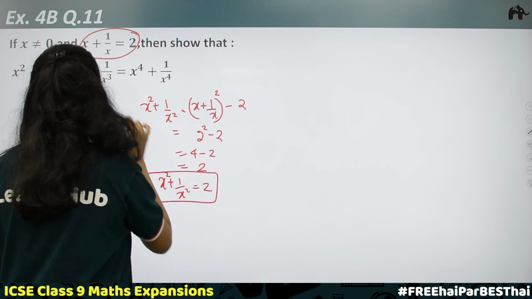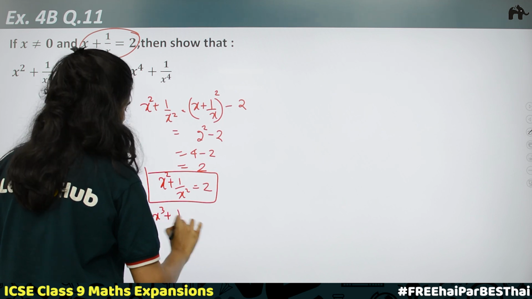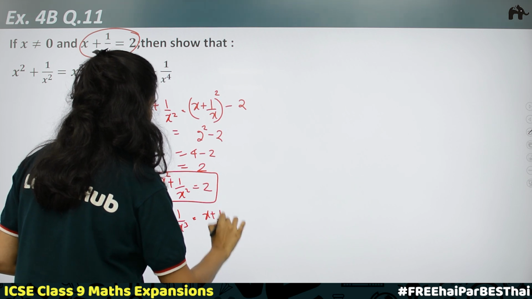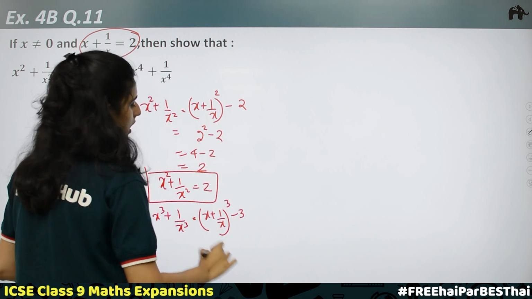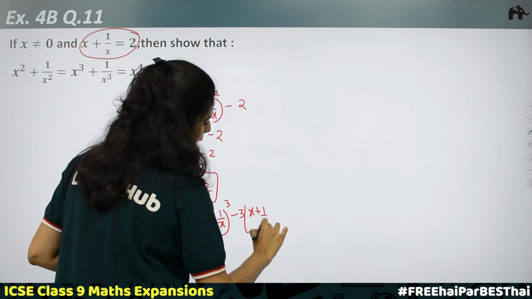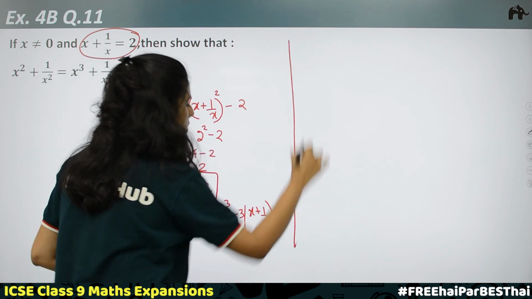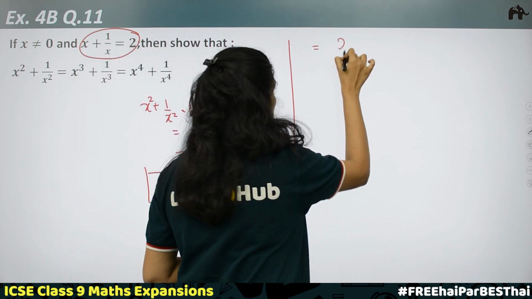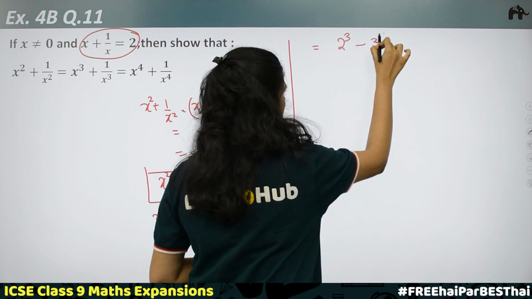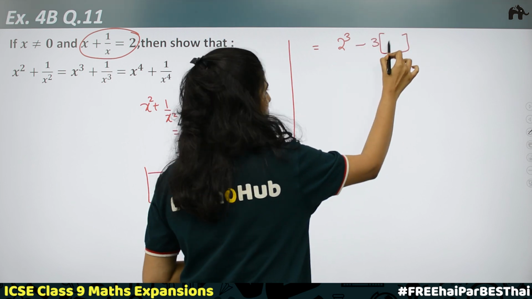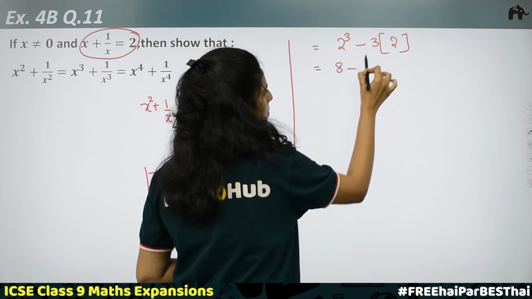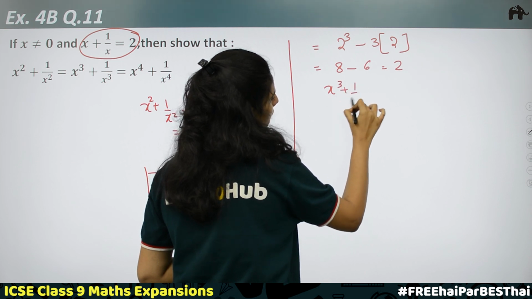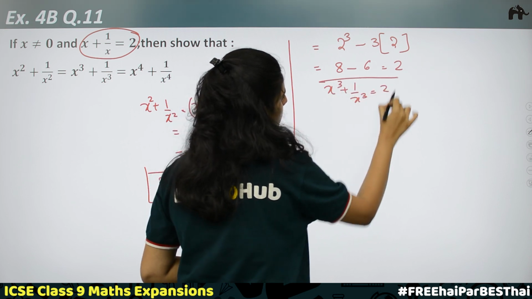Okay. Now, what is x cube plus 1 by x cube? This is equal to x plus 1 by x whole cube minus 3 into x plus 1 by x, which is equal to 2 cube minus 3 into 2, since x plus 1 by x is equal to 2. 2 cube is 8, 8 minus 3 into 2, 6, which is again equal to 2. Therefore, x cube plus 1 by x cube is also equal to 2.